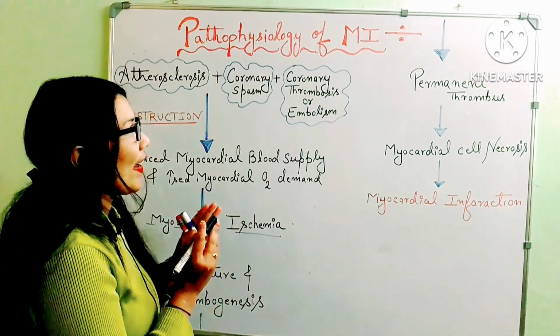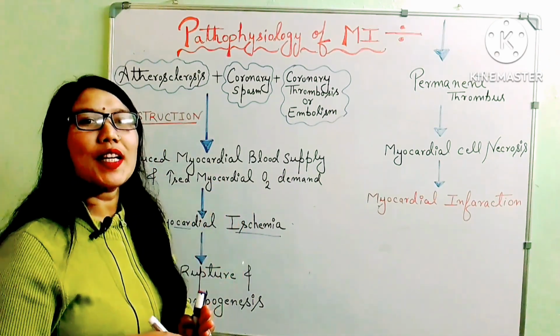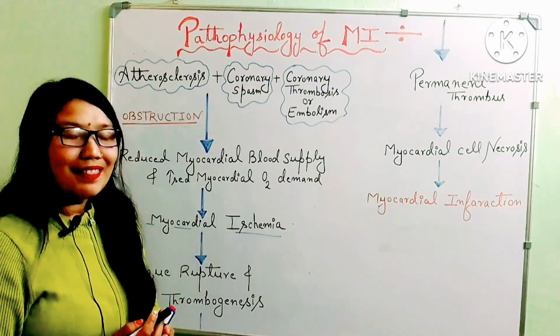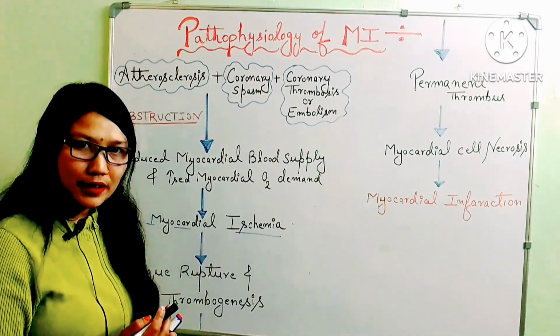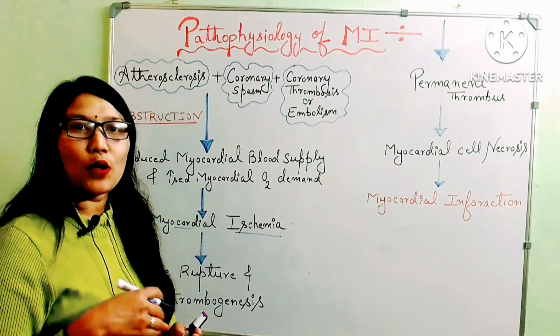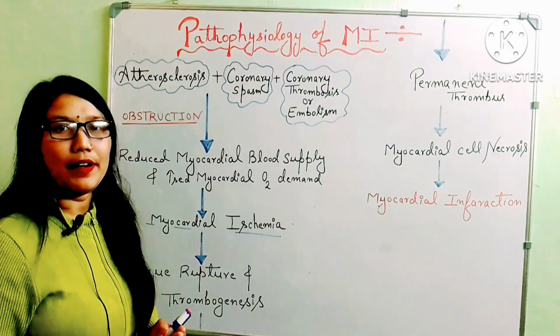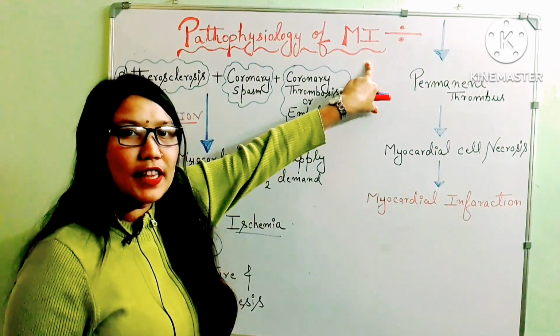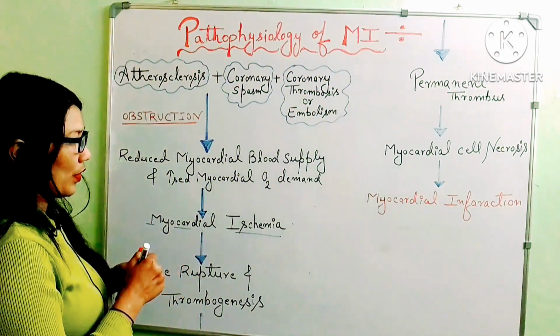So what is myocardial infarction? It is in common language known as heart attack. When there is obstruction in the coronary artery, the cells and tissue of the heart will be deprived of oxygen and they will become necrotic, and necrosis will happen. That is called myocardial infarction. So let's start with the pathophysiology.